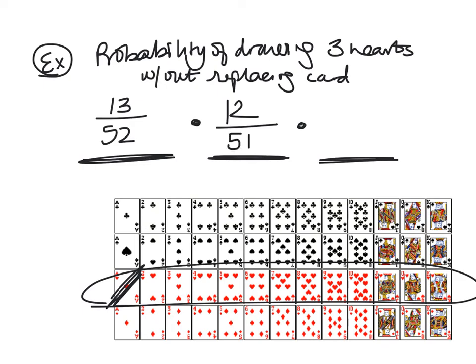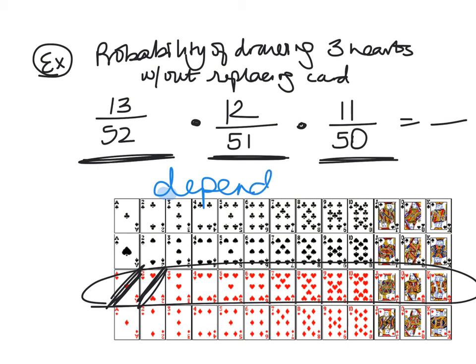All right, and then that same thing is going to happen again. Now if I've drawn a second heart, I no longer have 12 hearts to choose from, but I have 11. And I no longer have 51 cards in the deck. I now have 50. Then you would multiply that and you would get some crazy large numbers. But this whole concept is an example called dependence, because what you do affects what happens the next time. All right, so this is an example of dependence.